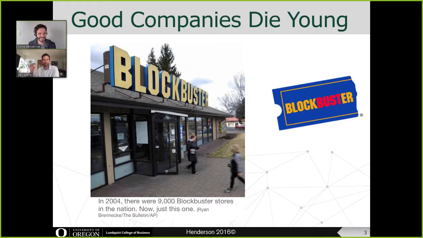I think I told you I just found my Blockbuster card the other day. I was cleaning during quarantine. Nice. Yeah, it's important to hold on to.